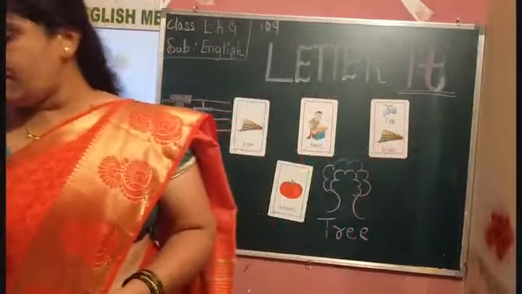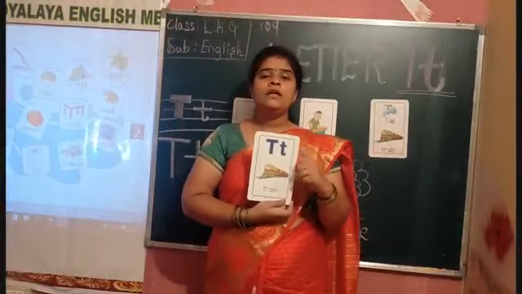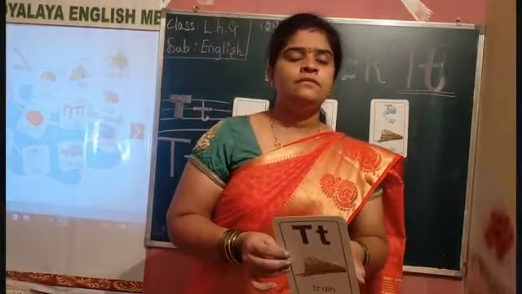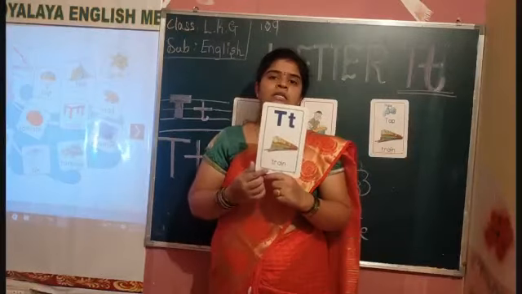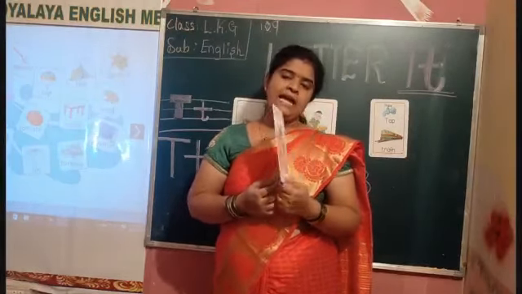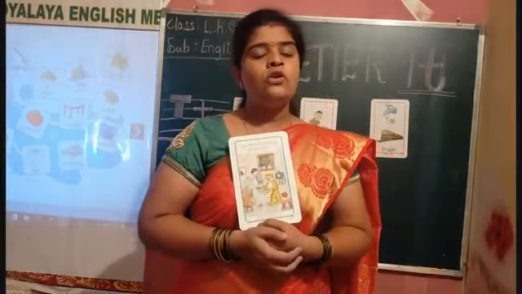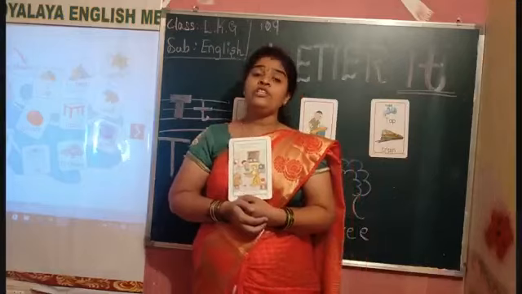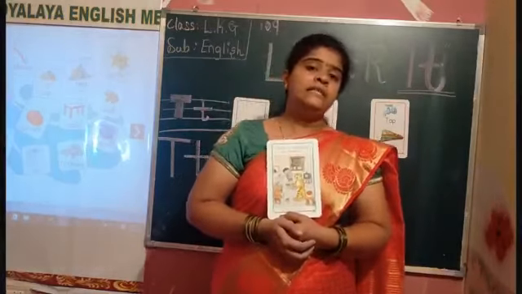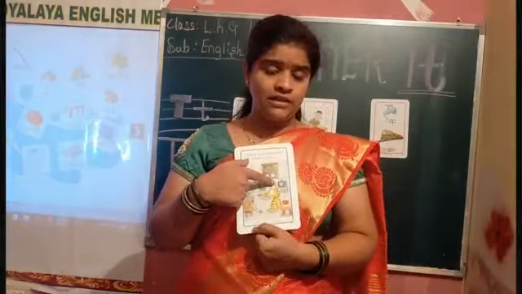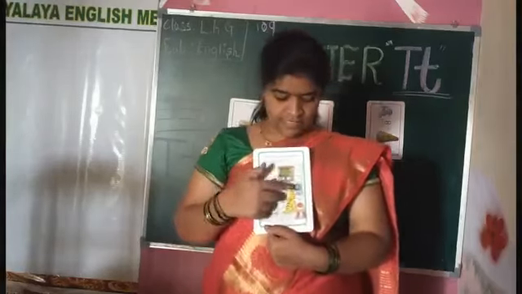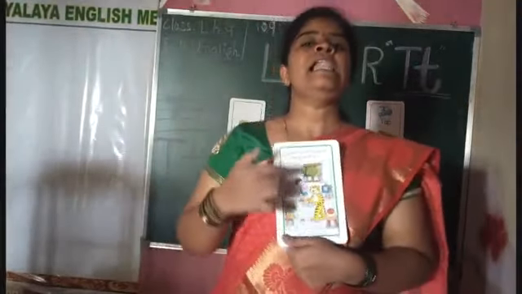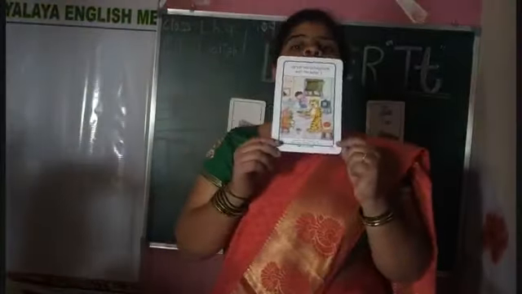Okay. Then all of you open your flashcard. Which flashcard do you have to open? Very good. T. T for train. On the back side, they are given once again a picture. You observe those pictures and search which pictures begin with the letter T. For example, tiger, tree, television, table. Like this, some pictures are given here. You have to find and say them.